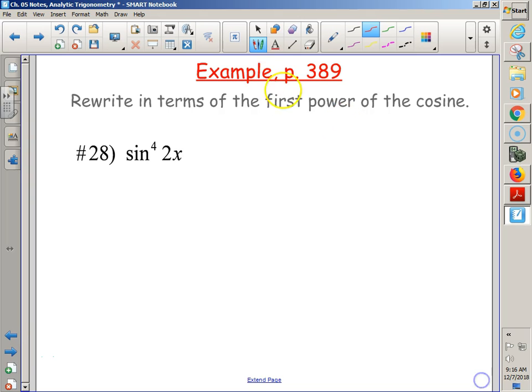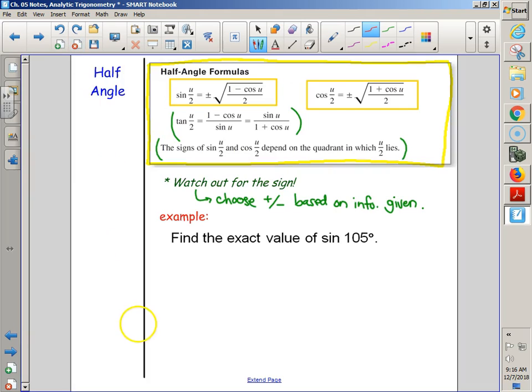In other years, I would have gone ahead and done this example, and actually last year's video, if you go looking around the same time of year, in 2017, you can go find that example if you think you need it. But let's go ahead and play around with the other highlighted box of formulas, the half-angle formulas.